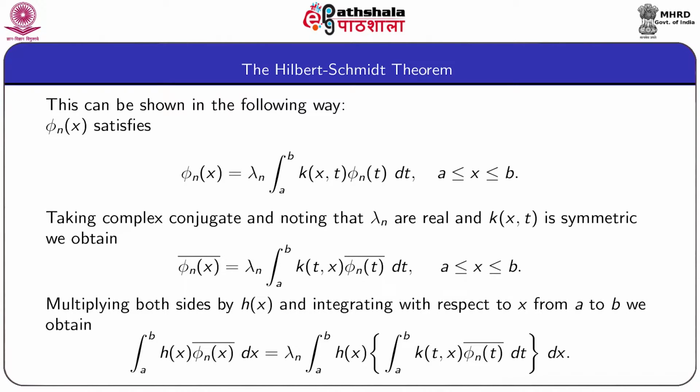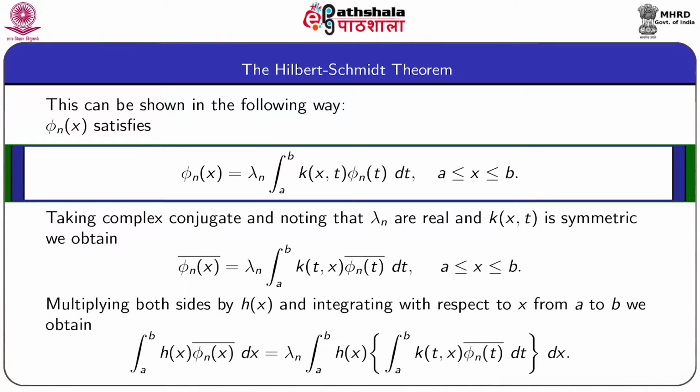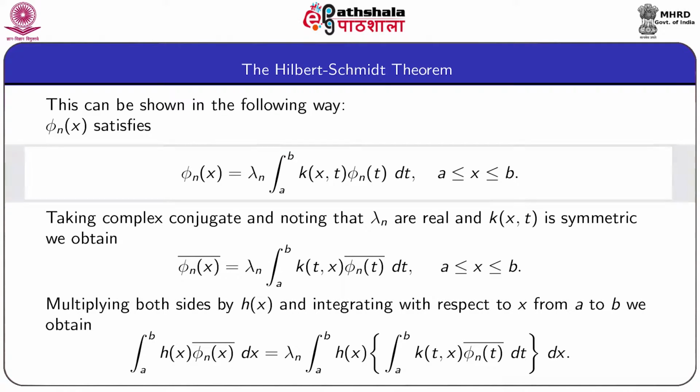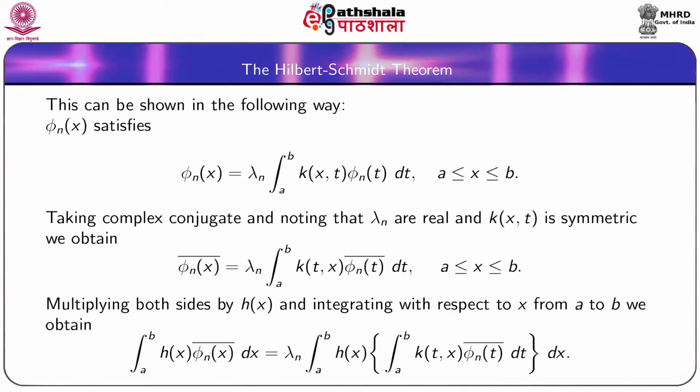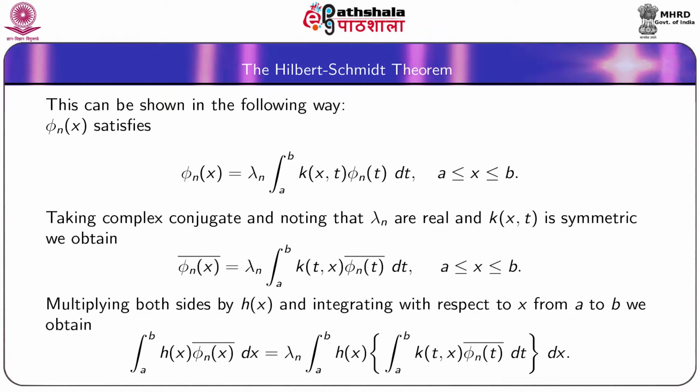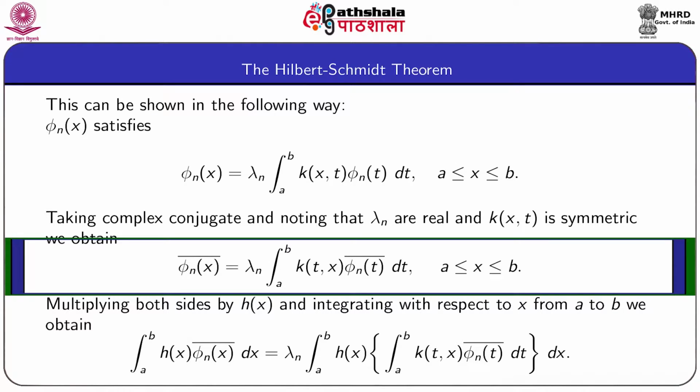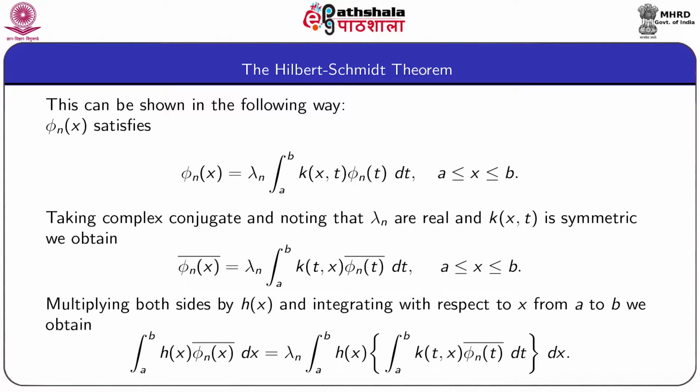Now we can show this in the following way. Phi n(x) are the orthonormalized eigenfunctions, so it satisfies the homogeneous integral equation given by phi n(x) equal to lambda n integral a to b k(x,t) phi n(t) dt, x lying in the interval [a,b]. k(x,t) is the symmetric kernel. Now we take the complex conjugate and it can be noted that the eigenvalues lambda n are real and k(x,t) is symmetric. So we obtain, after taking complex conjugate, that phi n bar(x) equal to lambda n integral a to b k(t,x) phi n bar(t) dt, x lying in the interval [a,b].